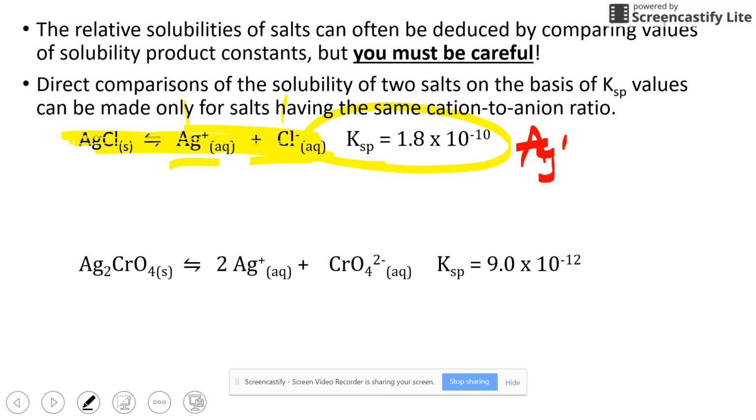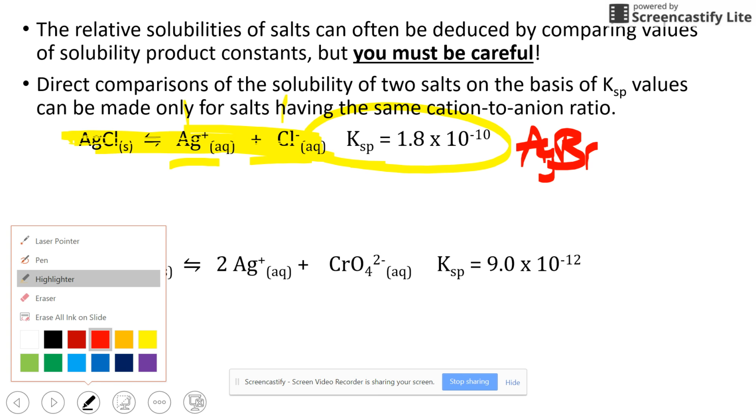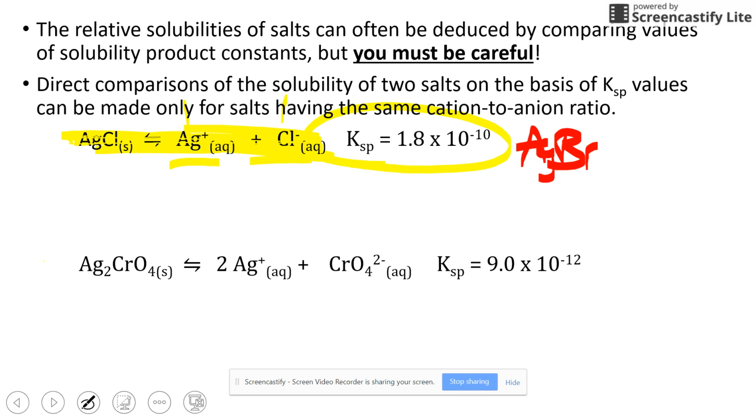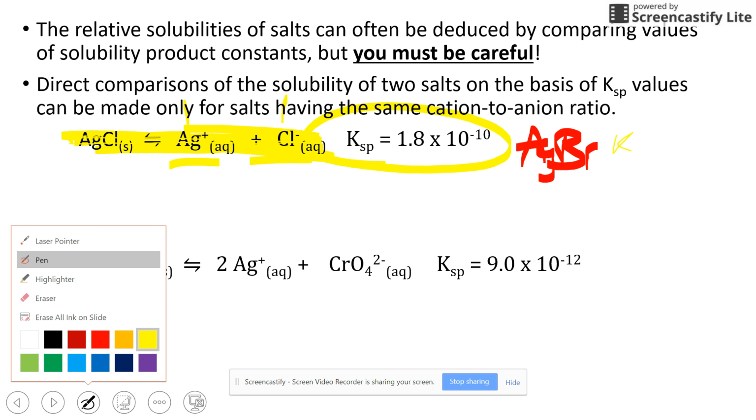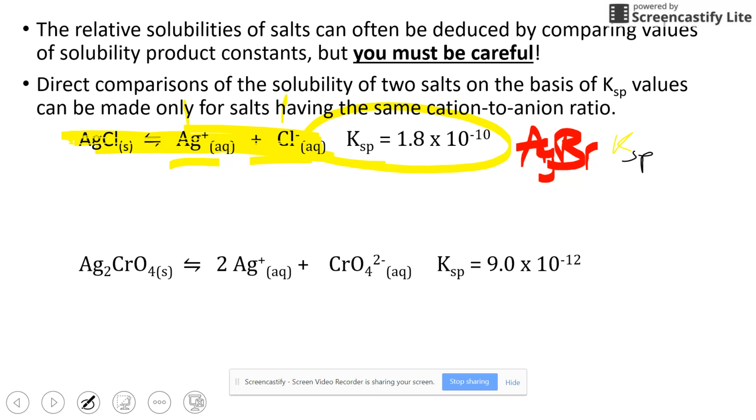For example, you have silver bromide, and let's pretend that it has a KSP value equal to 1.0 times 10 to negative 12. This is a pretend value. You can see that this value is larger than this value, so you can simply say the solubility of silver chloride is larger than silver bromide because this KSP is larger.